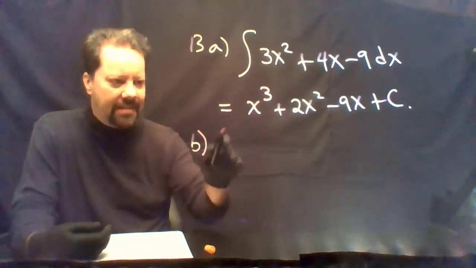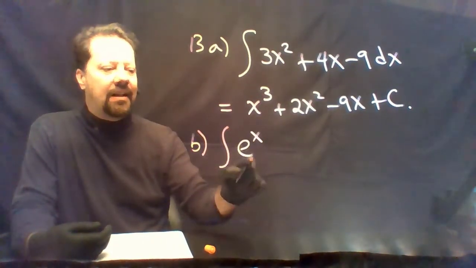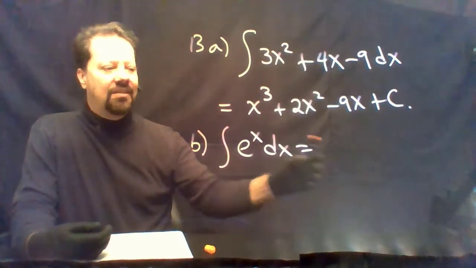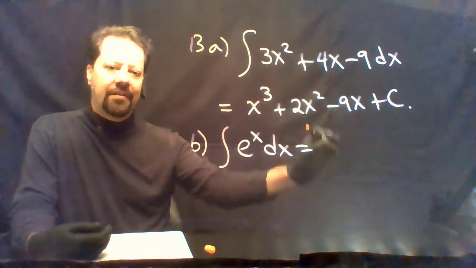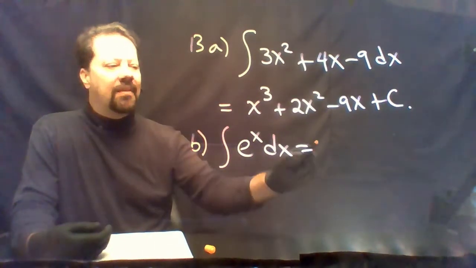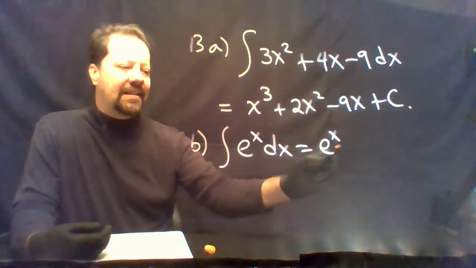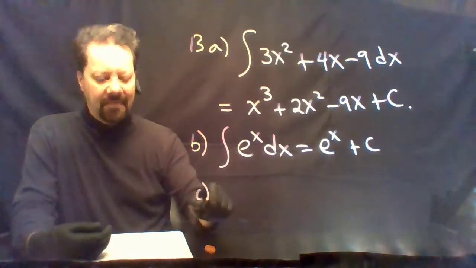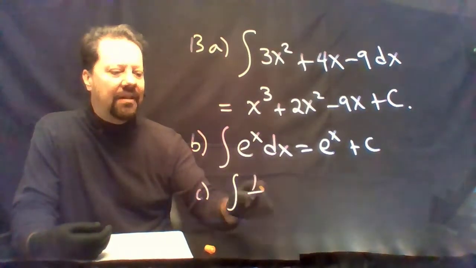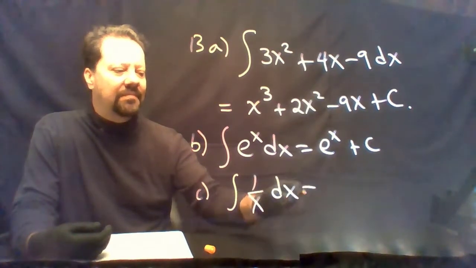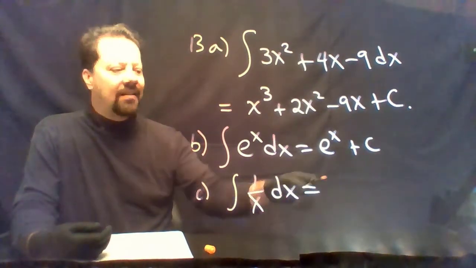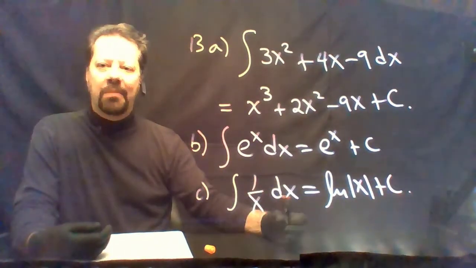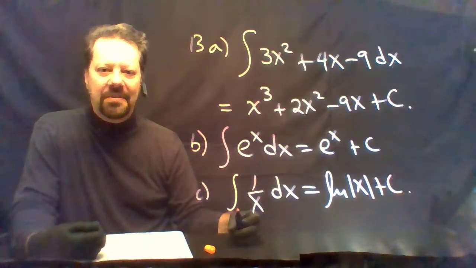On part B, I'm asking you to tell me the indefinite integral of e to the x dx. On all of these, you write an antiderivative plus an arbitrary constant c. The antiderivative of e to the x is e to the x, and then plus c. On part C, I want the integral of 1 over x dx. You need to know that that's the log of the absolute value of x plus c. Don't be cheap with me. Don't leave off the absolute values.